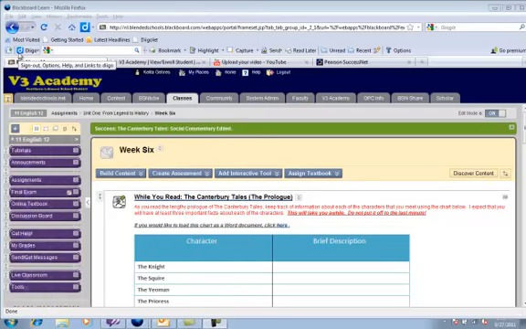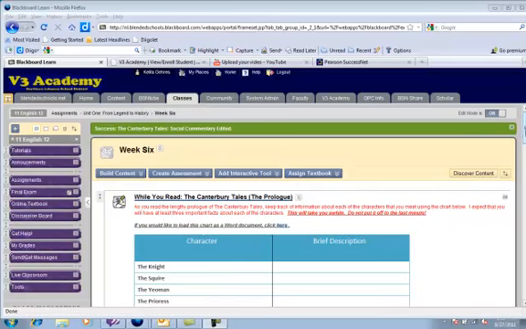In Unit 1, Week 6, your first assignment is the While You Read the Canterbury Tales, the Prologue assignment. This is a 40-point assignment, so it is a major assignment, and it is an assignment that a number of students have had problems with in the past. So I'd like to take you through just exactly how to set this up and how to go through the Canterbury Tales to help you complete this whole assignment.